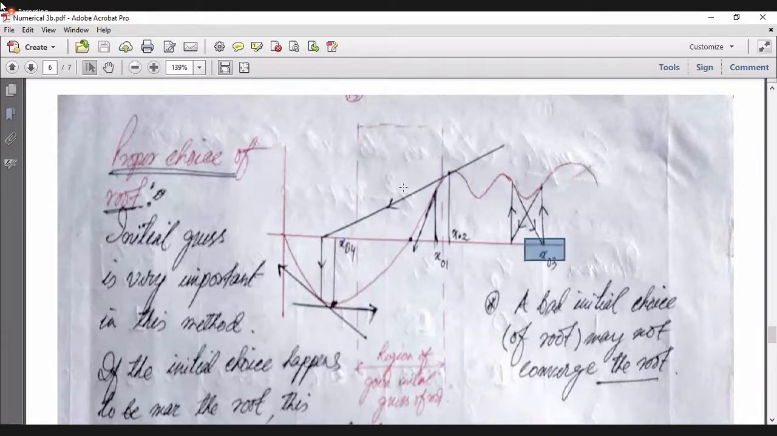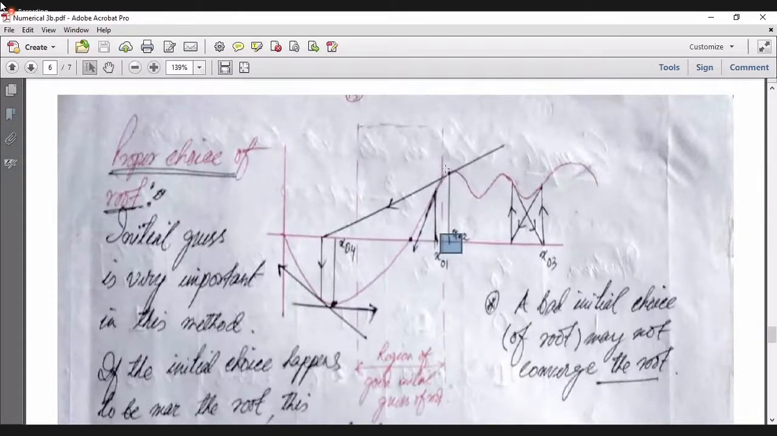Randomly, I consider 4 points. The first one is this, x0 1. Suppose we consider a point just nearby the root. In this case, we are going to draw a tangent, which depends on the slope. By drawing a tangent here, we can come again and converge to the root using this formula. Now, suppose I am far away from the root, then what happens here?